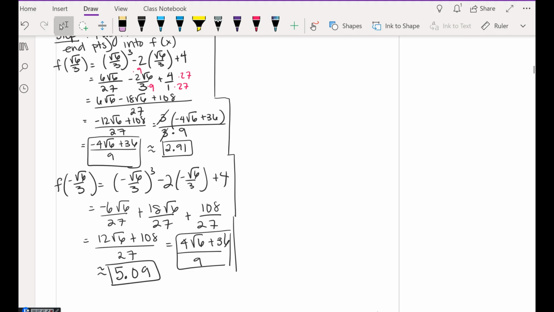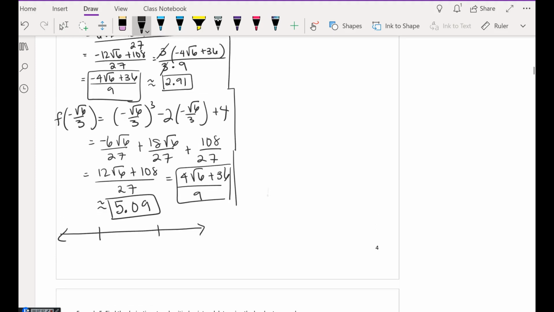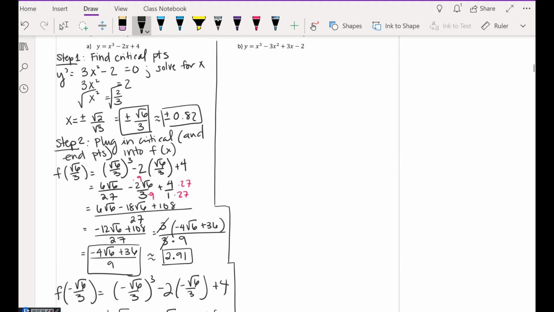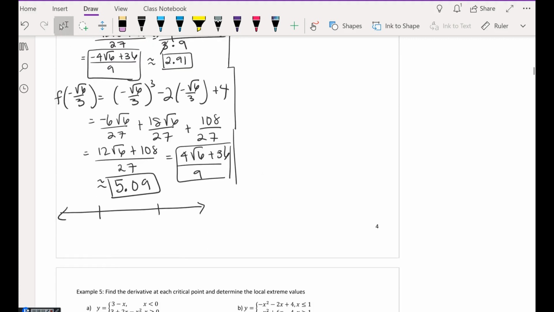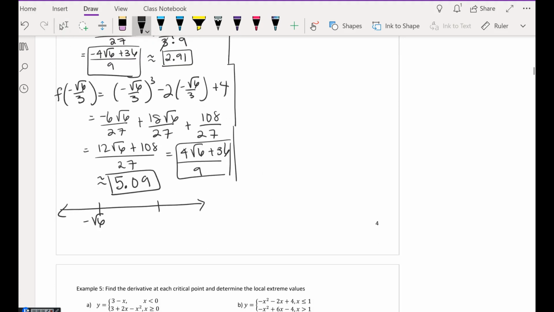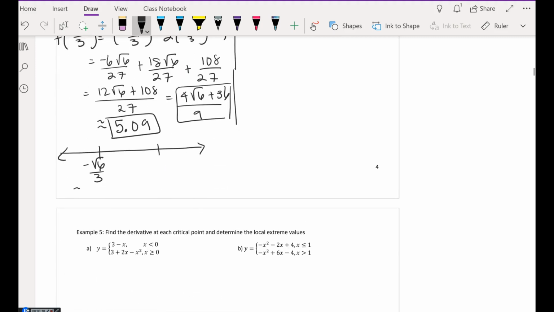Some of you, if you don't see it, say okay, I'm going to make a number line and see what's happening, right? You have 2 critical points. One is negative and one is positive. The first x value was negative rad 6 over 3, which Brady gave me an equivalency of negative 0.82. And this is positive rad 6 over 3, which is positive 0.82.